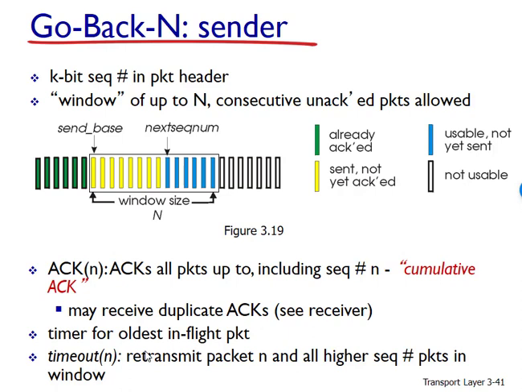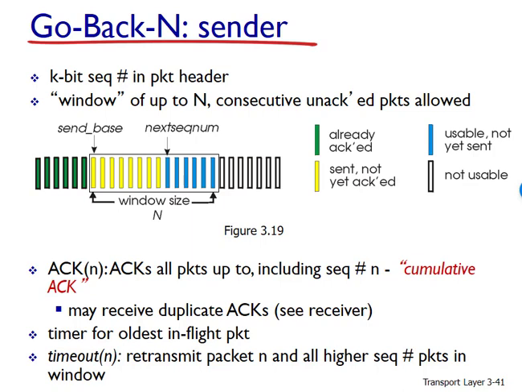Figure 3.19 shows the sender's view of the range of sequence numbers in a go back N protocol. If we define base to be the sequence number of the oldest unacknowledged packet and next sequence number to be the smallest unused sequence number, that is the sequence number of the next packet to be sent, then 4 intervals in the range of sequence numbers can be identified.